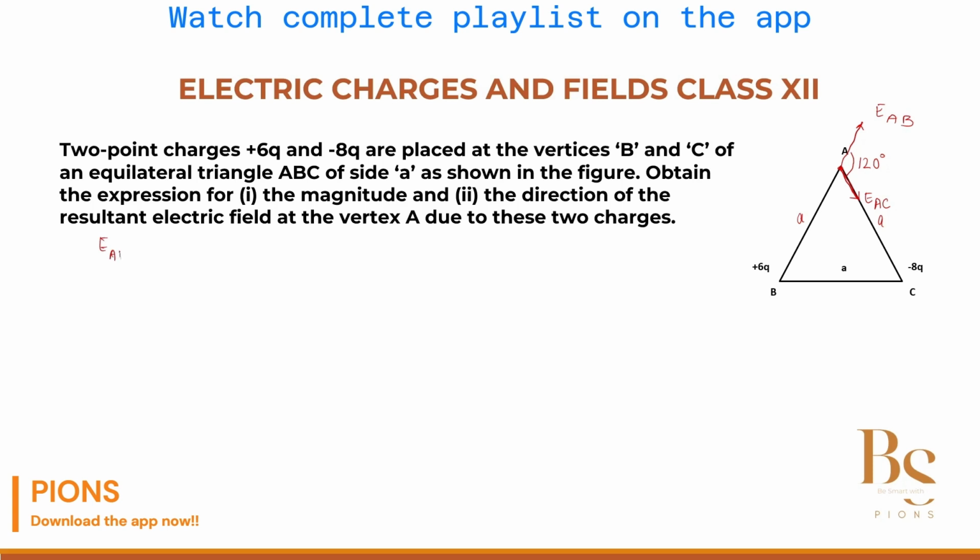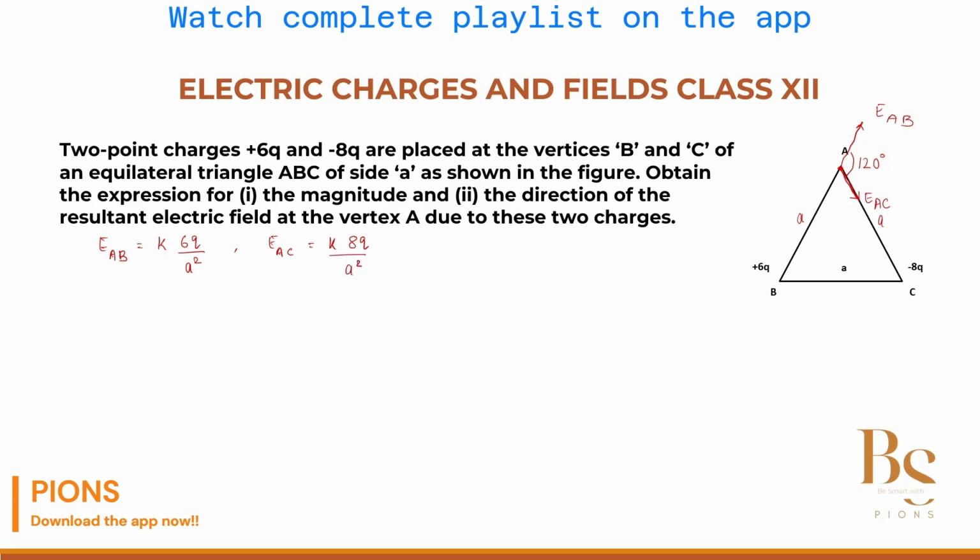So the electric field EAB will be equal to K, I'm just writing it as K; you can write 1 by 4 pi epsilon naught. I'm writing K to make the calculations simple. So this will be K times the charge 6q upon the separation squared, A squared. I hope this is clear. The separation of AB is nothing but A. This is our electric field EAB. Let's write the electric field at point A due to C. That will be again K times 8q upon the separation A squared.